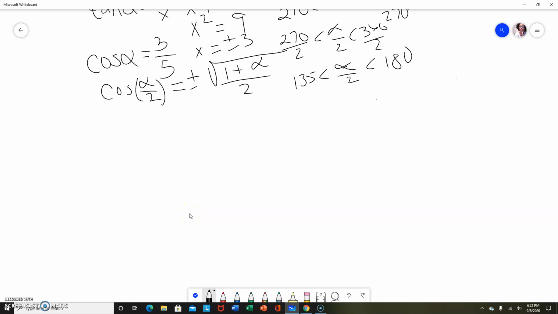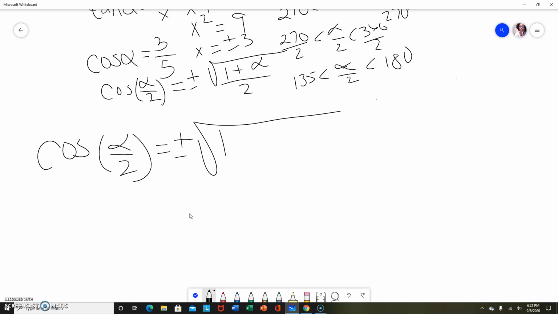All right, so now we're going to plug into our formula. So we have cosine of alpha divided by 2 is equal to plus or minus the square root of 1 plus, we found cosine to be 3 over 5, divided by 2. Notice that I found cosine of alpha, not alpha over 2, because it's asking me for alpha here. So it's not going to be the negative of that. Hope that's not too confusing for anyone.